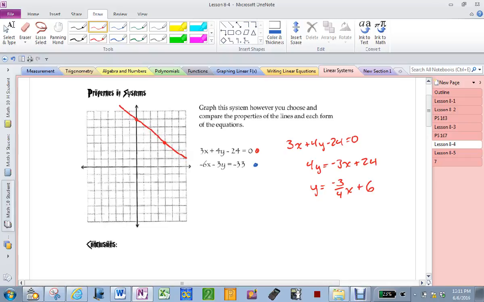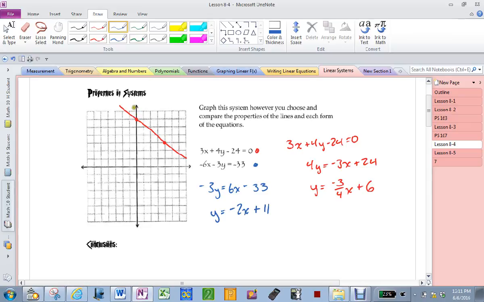Done. The blue one, same thing. Negative 3y equals 6x plus 33. Minus 33. Y equals negative 2x plus 11. Uh-oh! Why is that hard to graph? Where do I start when I'm graphing it? I got to go up to 11, but my graph only goes up to 7.